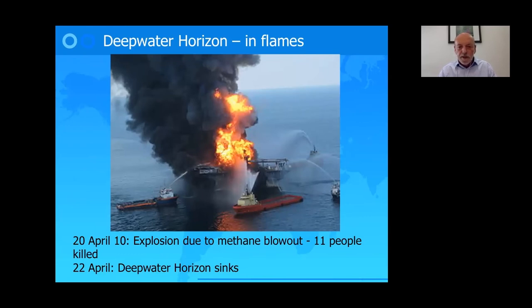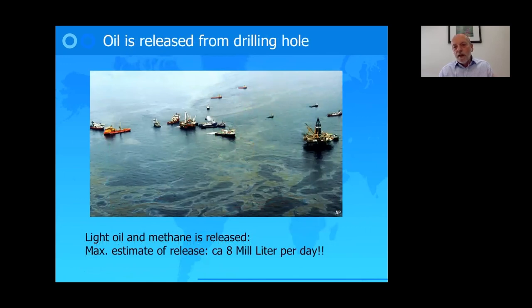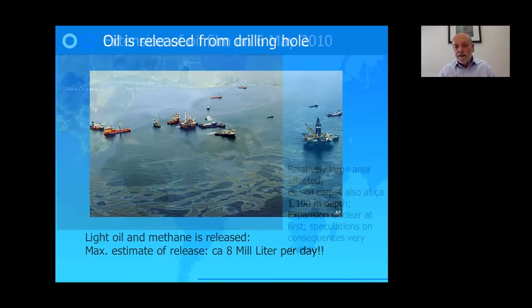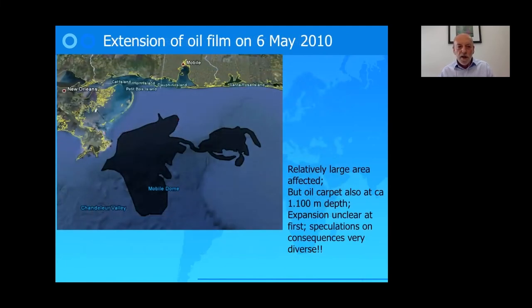2010, as shown here in this picture, where there was essentially an open drilling hole from which oil was released over quite some period of time, with a release of about 8 million liters of oil per day. And this went on from April till August. So this is an enormous amount of oil which has been released in the Gulf of Mexico. And this shows you the dimension of this oil spill moving towards Mobile in Alabama, Dauphin Island.